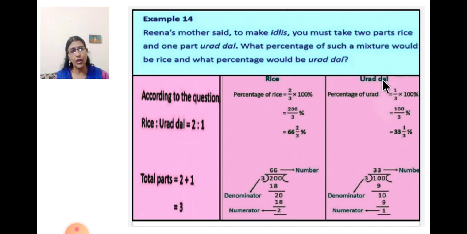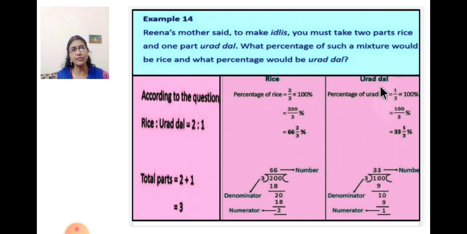Here we will make 2 columns. You can see this one is of urad dal and this one is of rice. So for rice, how many parts have we taken from 3? 2 parts. So we'll write 2 upon 3 multiplied by 100%. And then 2 into 100 is 200 upon 3. When you divide 200 by 3, you will get 66, and the remainder is 2 upon 3%. And you will write percent here.